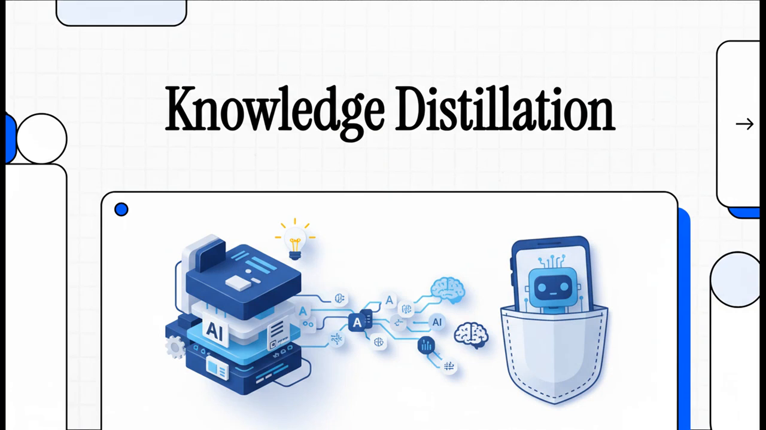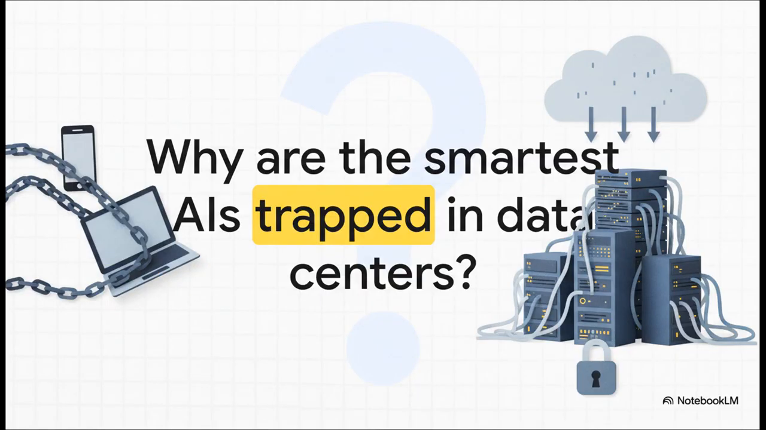You ever wonder how those incredibly powerful AIs you hear about can actually fit inside your smartphone? Well, the secret is this really cool process called knowledge distillation. So let's dive into how we teach these massive AI models to think small. But first, let's start with a question.